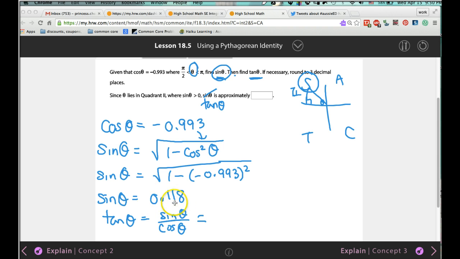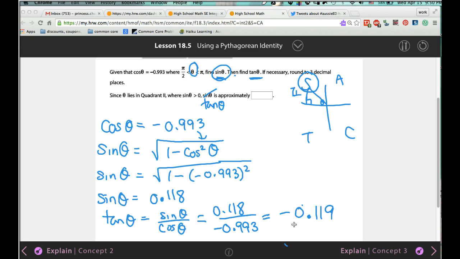So sine is 0.118 and cosine is negative 0.993, right? And so we just have to plug it into our calculator and we will get our answer, right? So my answer would be negative 0.11119 because I have to round to 3 decimal places.